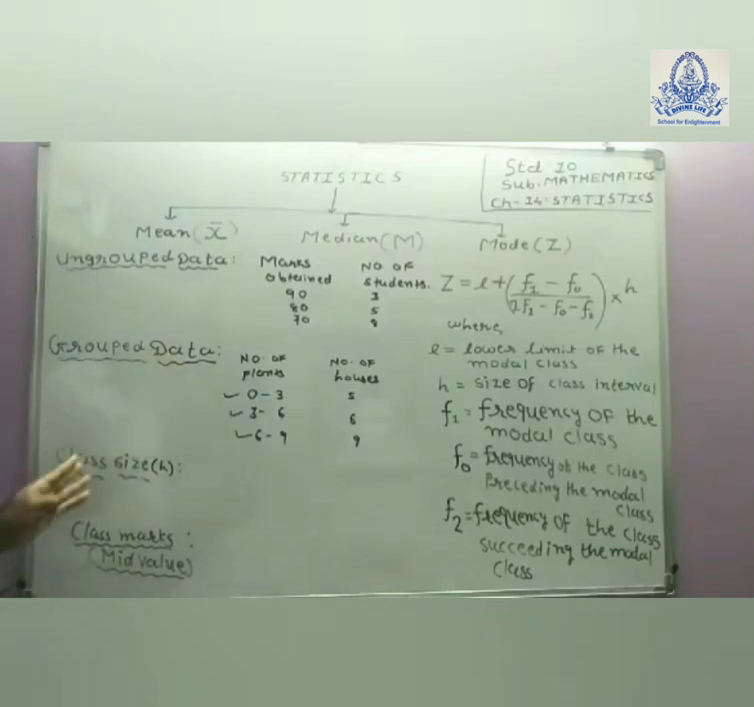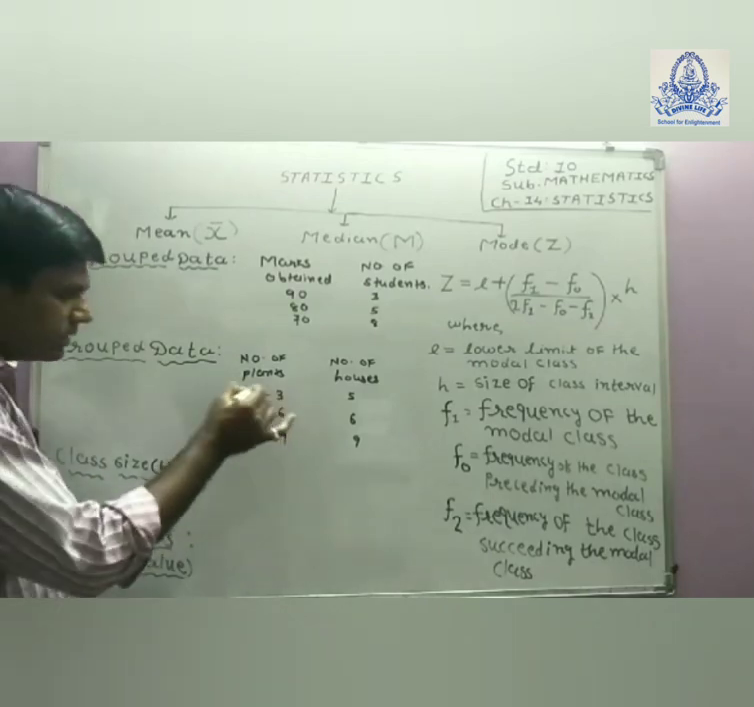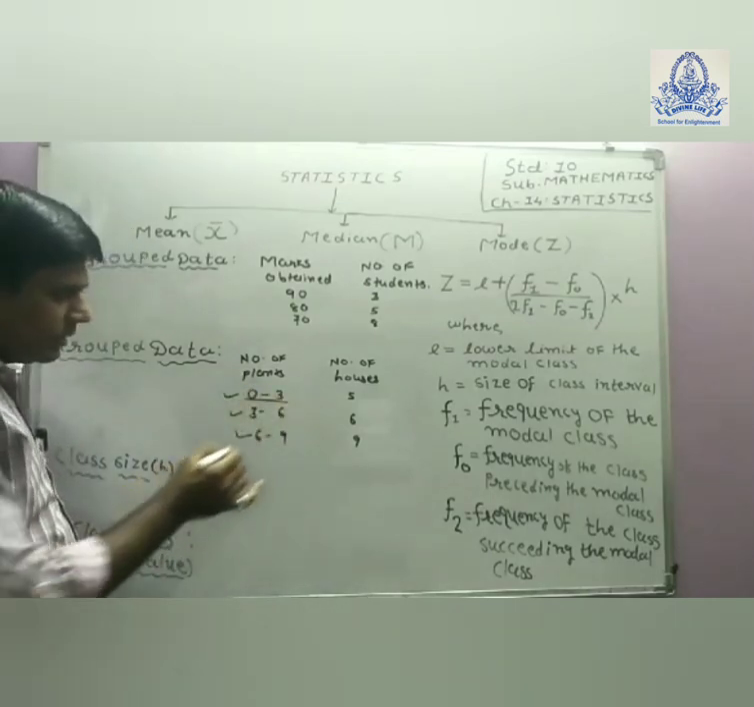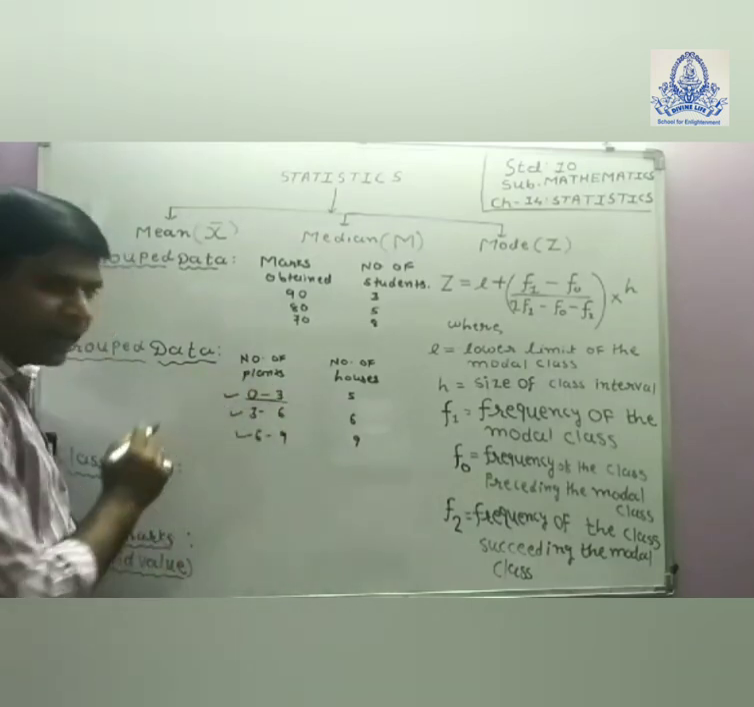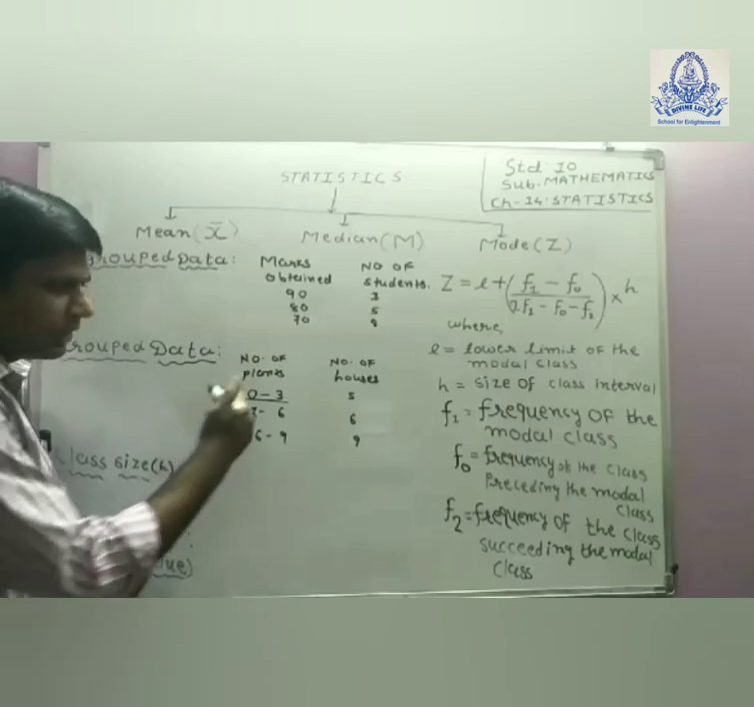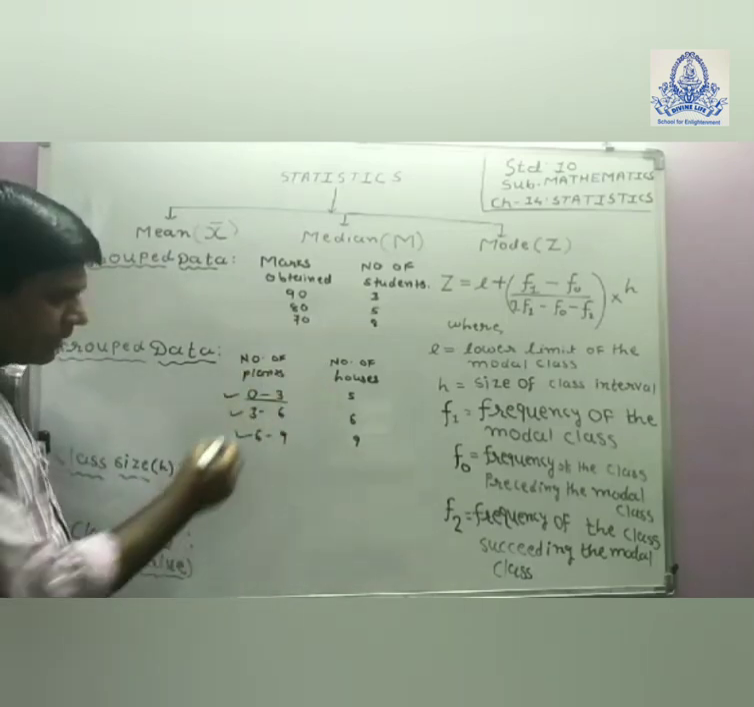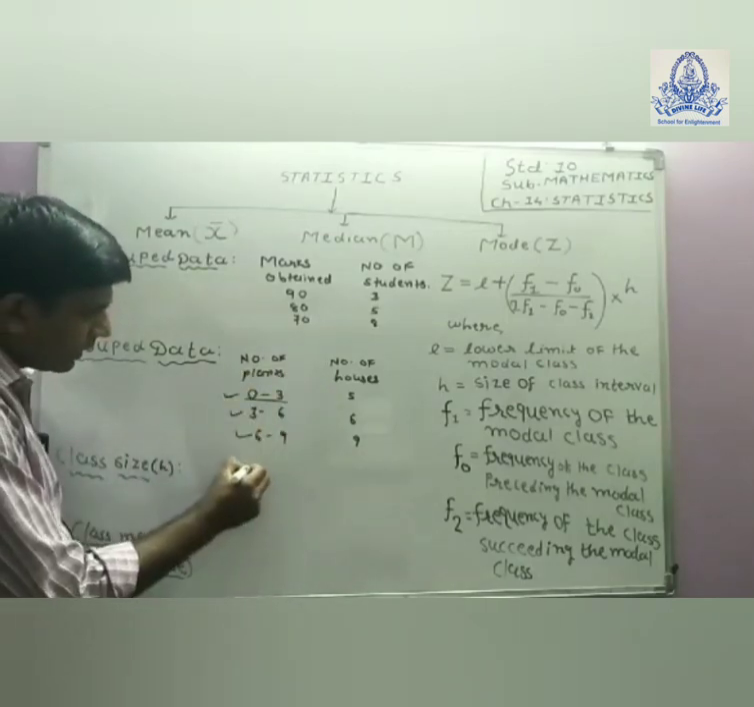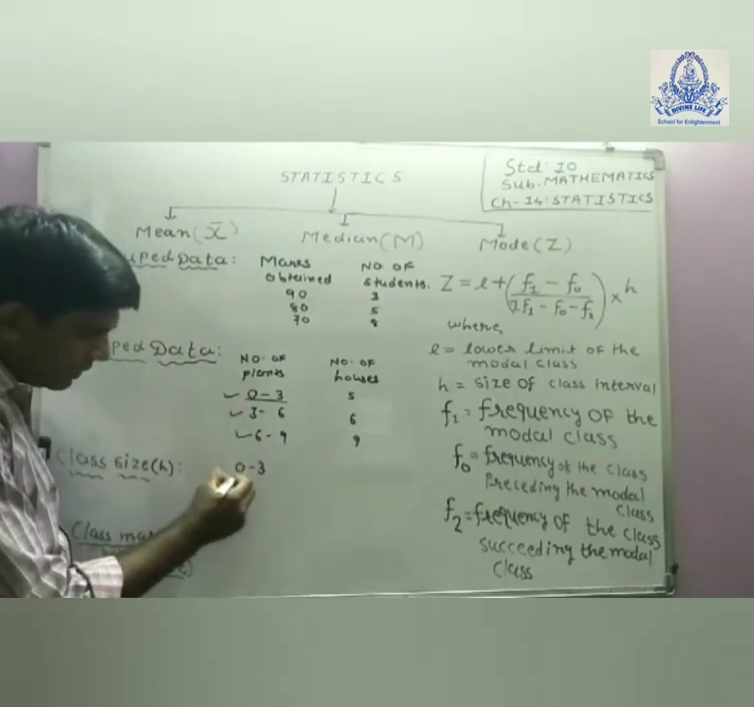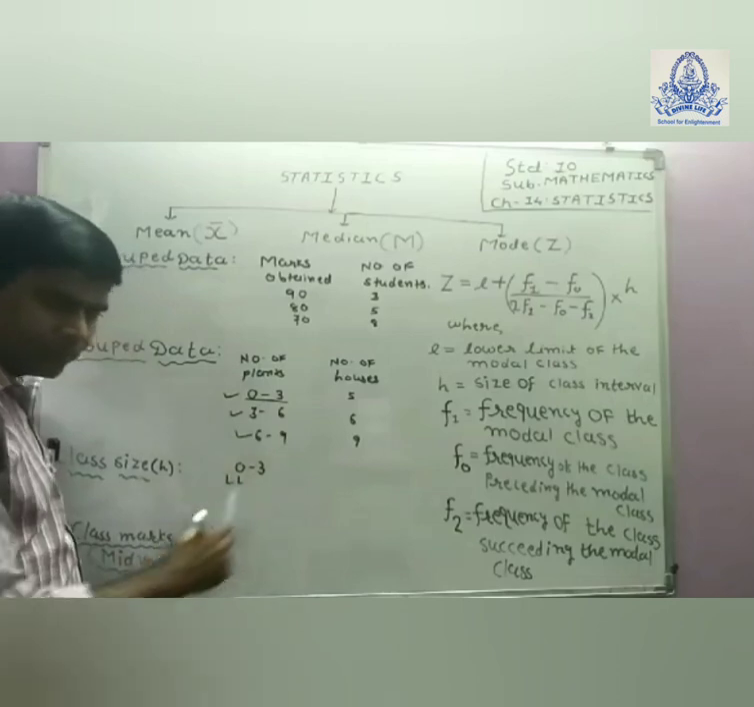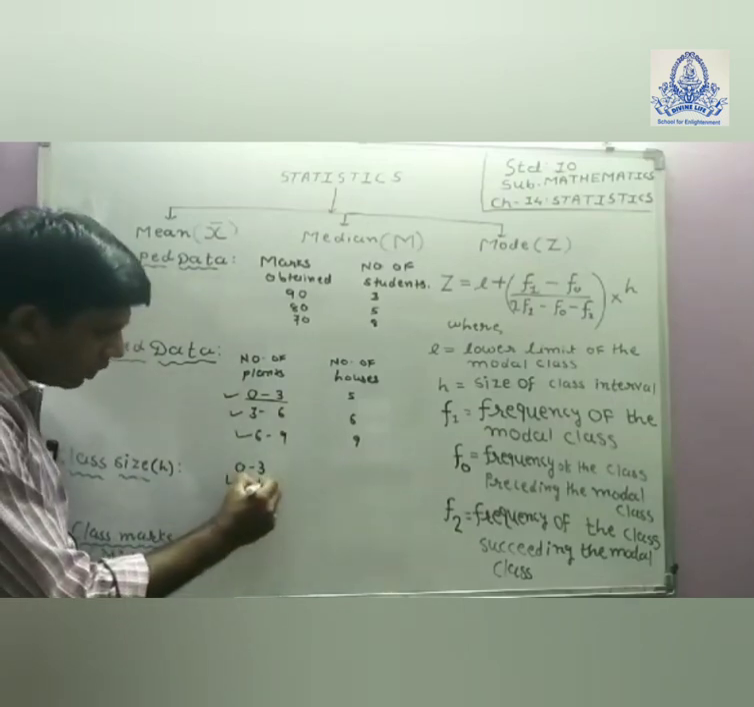So let's learn another thing, that is class size. Now what is class size? See, this is one class. In each and every class there are two limits. The left side value is called the lower limit, the right side value is called the upper limit. Suppose we are taking the class 0 to 3. In this class, 0 is called the lower limit and this 3 is called the upper limit.